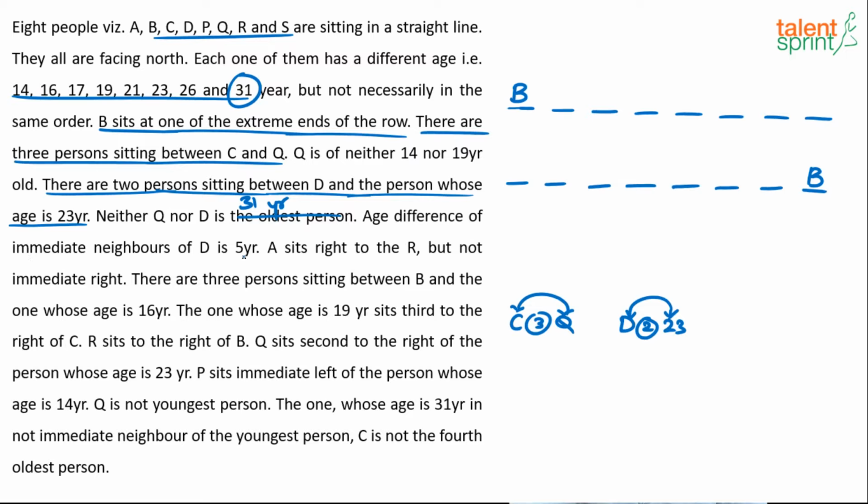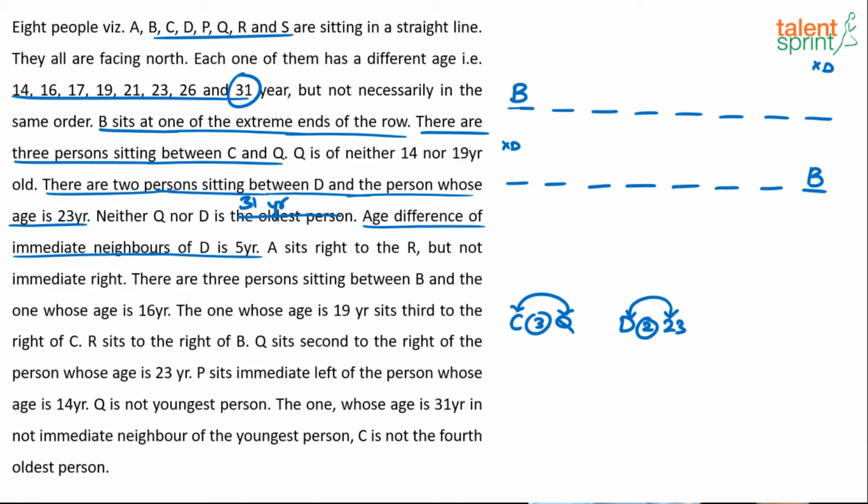Age difference of the immediate neighbors of D is 5 years. Now this is interesting. So D will have 2 neighbors, of course. Yes or no? Now one important point, a hidden point that needs to be understood here is D cannot be coming on the other end, like the right end in case 1 or the left end in case 2. Why is it so? Because we are talking about the age difference of immediate neighbors of D. D should have 2 neighbors, and a person sitting at the extreme end will have only 1 neighbor. Like B will have only 1 neighbor, right? So if D comes in the extreme end, then he cannot have 2 neighbors. Since he has got 2 neighbors according to the point here, D cannot be coming at the extreme end.